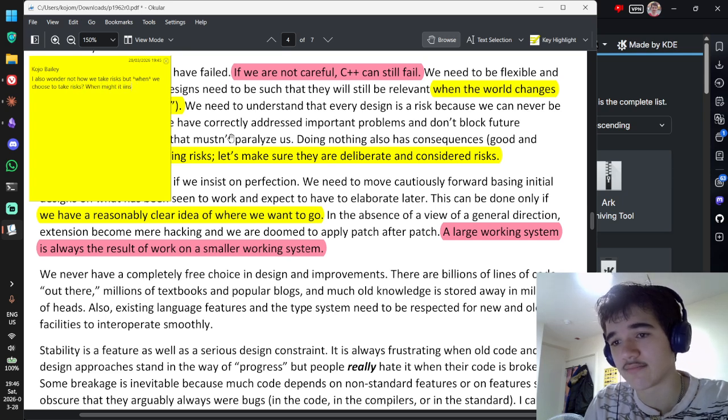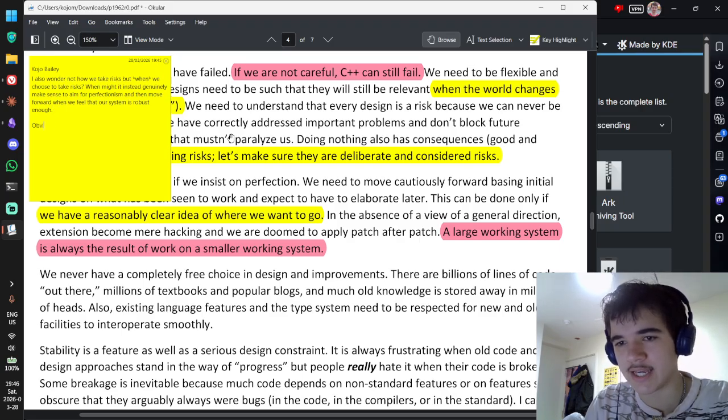When might it instead genuinely make sense to aim for perfectionism and then move forward when we feel that our system is robust enough? Obviously, we cannot say with any guarantee that a system is truly perfect.